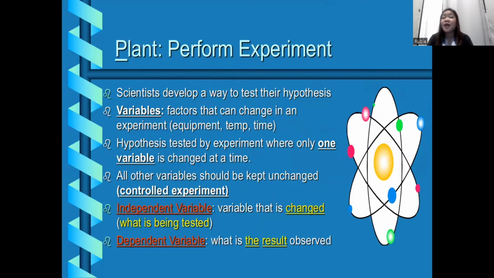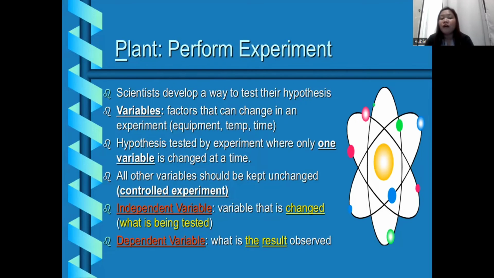Now we have P, perform experiment. After we have written our hypothesis, we are now going to test if our hypothesis is accepted or rejected. Scientists develop a way to test their hypothesis. Of course, we have variables. These are factors that can change in an experiment. We can have equipment, temperature, time. A hypothesis is tested by an experiment where only one variable is changed at a time. All other variables should be kept unchanged. That is called a controlled experiment.